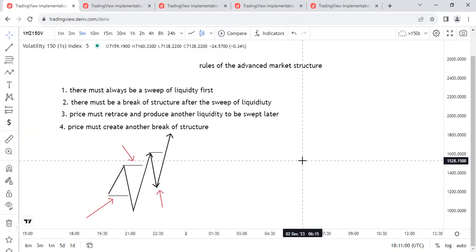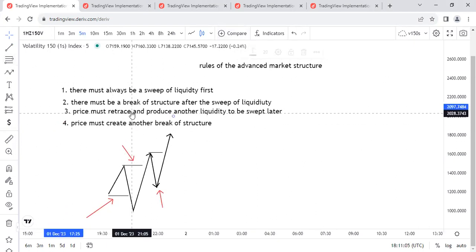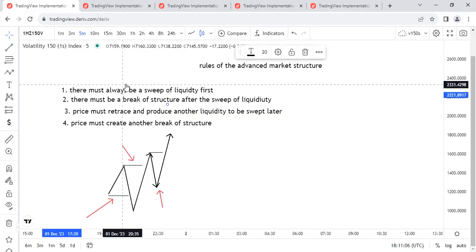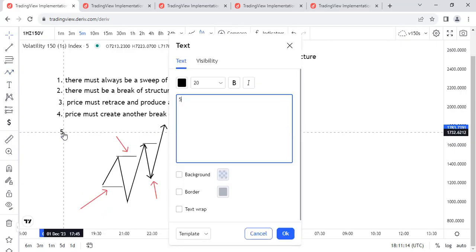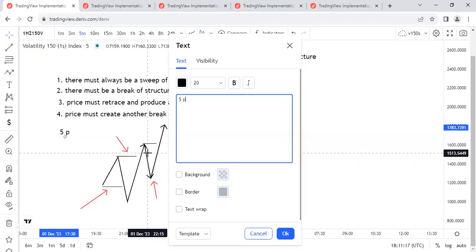Now we have the last rule. Time is already going up. We have just 2 minutes left. This is the last rule. The last rule, what must price do? Write it down. Price must retrace back to take out the newly created liquidity.